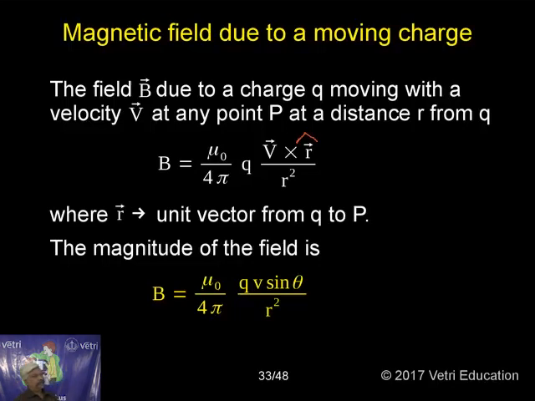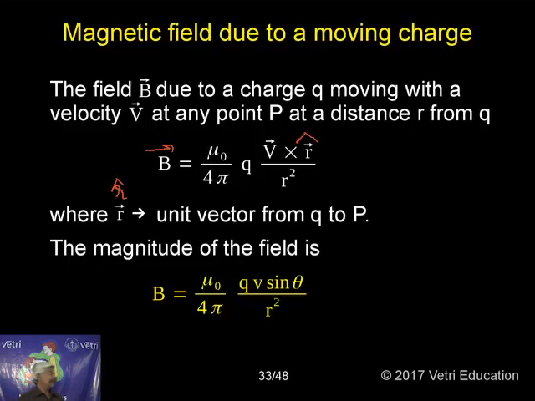So this may be multiplied by R cap. A cross B by modulus of A cross B, we know, is the unit vector. So V cross unit vector divided by R squared, where R cap is the unit vector from Q to P. This is vector algebra. The magnitude of the field, the magnetic induction B, is equal to mu naught by 4 pi, because of the cross product, QV sin theta by R squared.